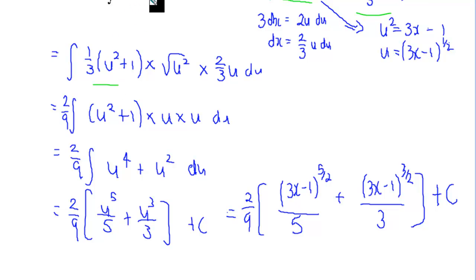Square root of 3x minus 1, well, 3x minus 1 was equal to u squared, so the square root of u squared works out nicely, and then dx is 2/3 of u du. So the square root cancels and gives us u. We've got the u there, the 2/3 times the 1/3 gets put out the front as 2/9. Then u squared times u squared gives us u to the power of 4, and u squared times 1 gives us u squared. We can integrate that very nicely, and then substitute to get our answer back like that.